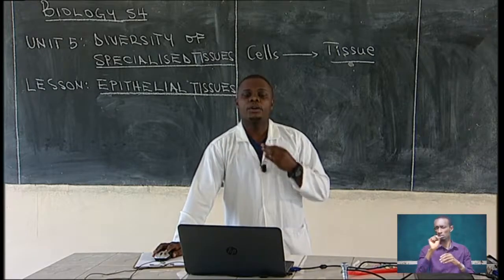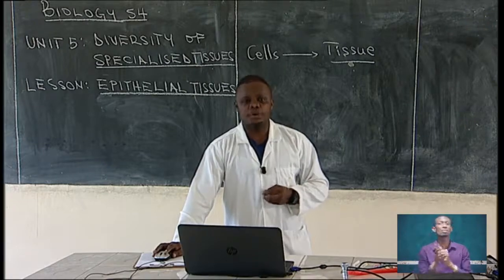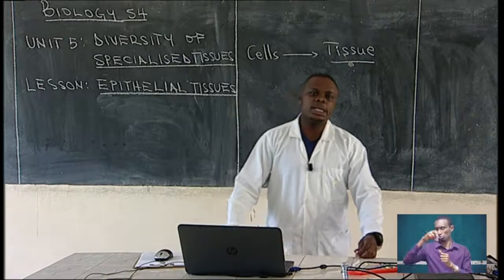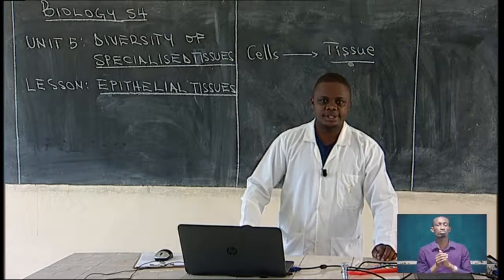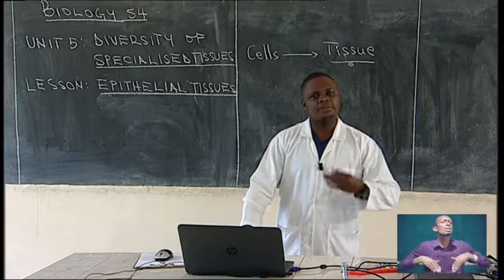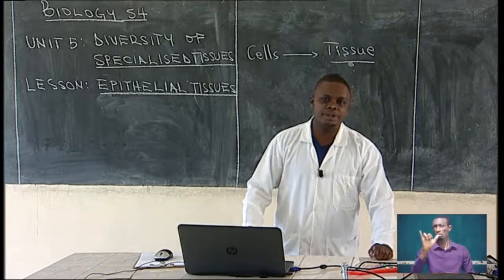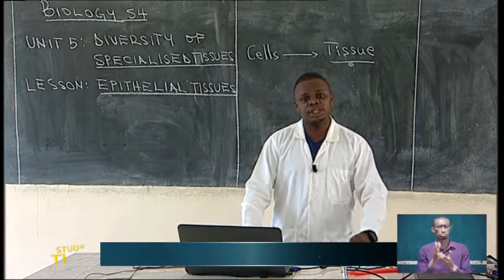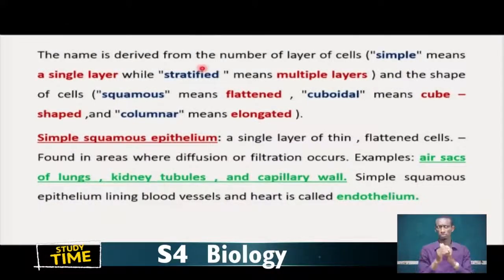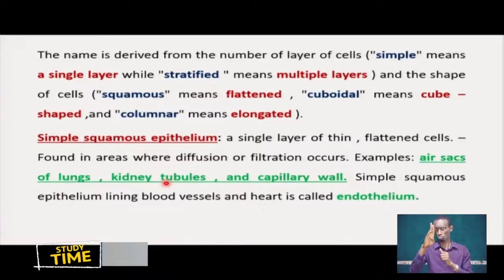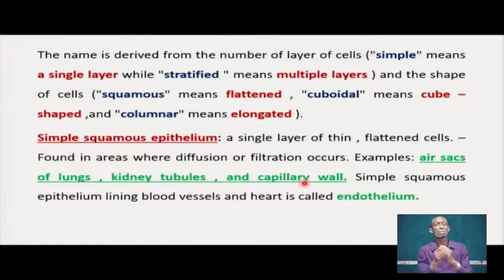Then we have these cells in the kidney tubules. Remember, kidneys have what we call nephrons. And these nephrons have different tubules, like we have proximal convoluted tubules, we have distal convoluted tubules, and in there, we find there simple squamous epithelium. Then we have capillary wall. Remember, we have capillaries in our body, which are blood vessels. There we find simple squamous epithelium.